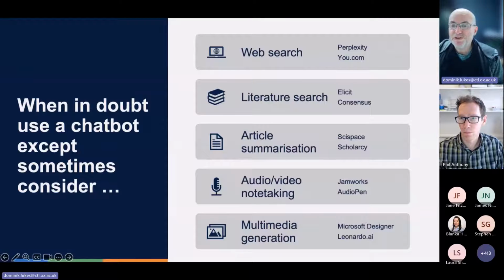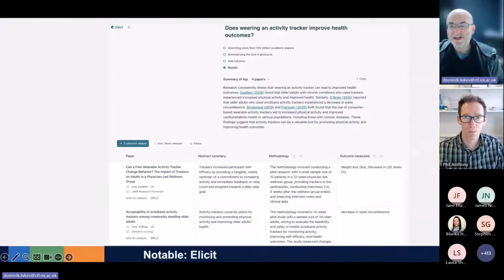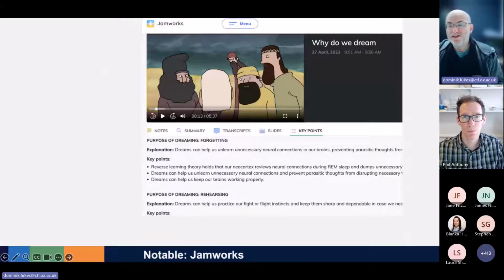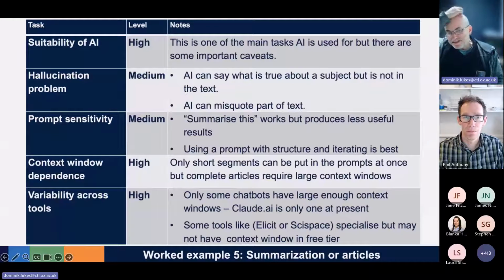So for example, for literature search, I know there was discussion in the chat, you may want to go look into Elicit. That will give you a nice summary of multiple papers in a table form. You still have those issues with hallucination, other issues, but it's a good way of doing a quick first pass literature review. If you're trying to summarize videos, you may want to use Jamworks, or you can again use Claude for these. So essentially that completes this paper.